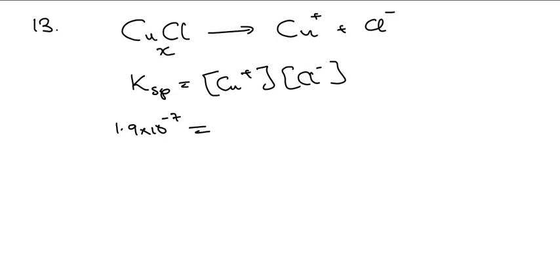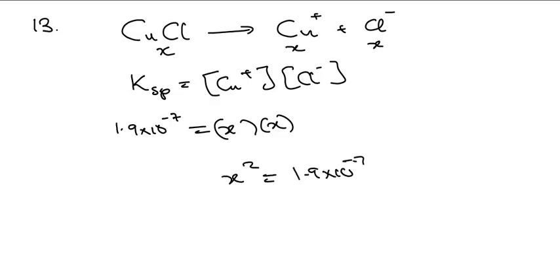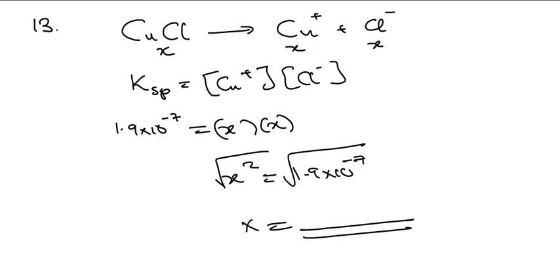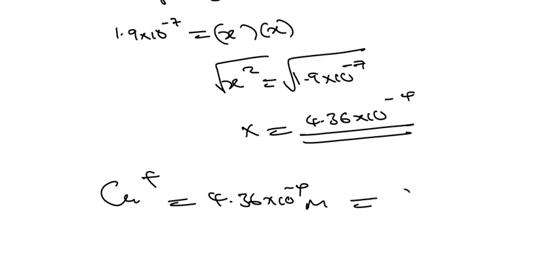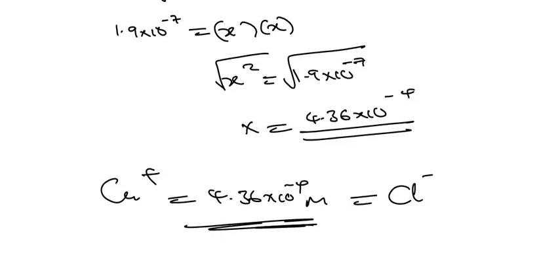If we have x here, meaning 1 times x, that's going to be x, and 1 times x for the other, that's also x. So that's x squared, which is equal to 1.9 times 10 to the power negative 7. So we can take the square root, and the concentration is going to give us 4.36 times 10 to the power negative 4. Meaning the molar solubility of copper and chloride are both this. So copper plus is 4.36 times 10 to the power that, molarity. The same applies for the chloride. This is the molar solubility of these two, the level at which they are going to dissociate.